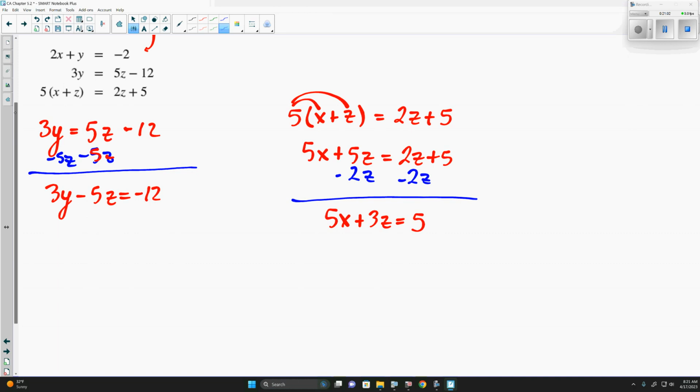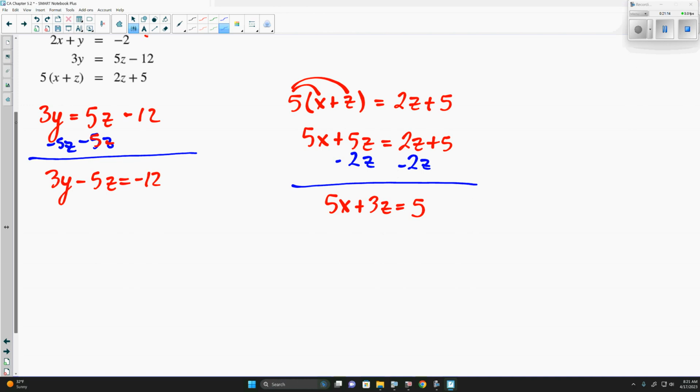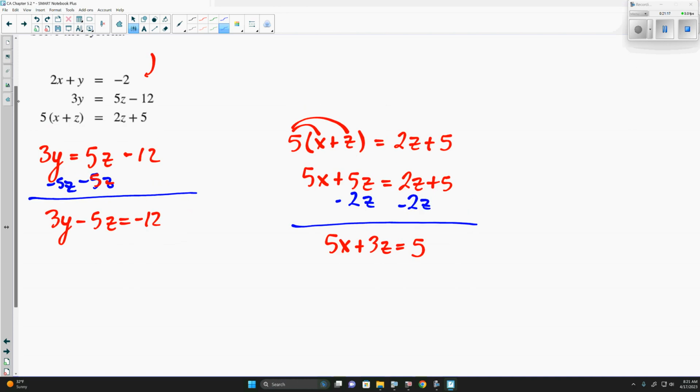So now we do have 3 equations with, funny enough, 2 variables each. One's in terms of x and y, one of them's in terms of y and z, and the other's in terms of x and z.